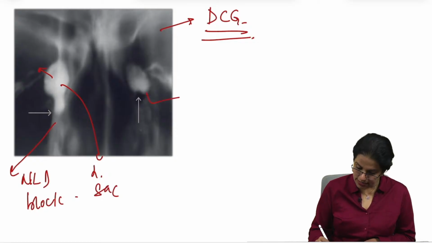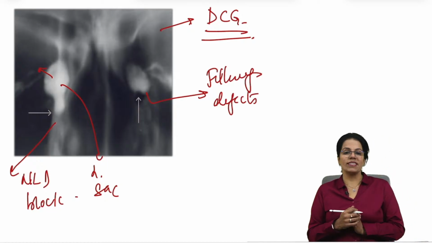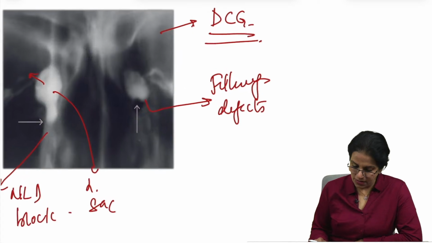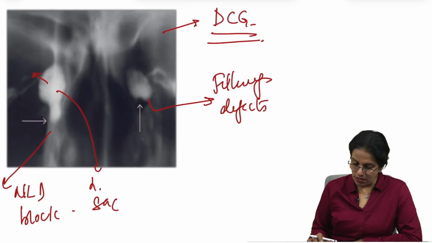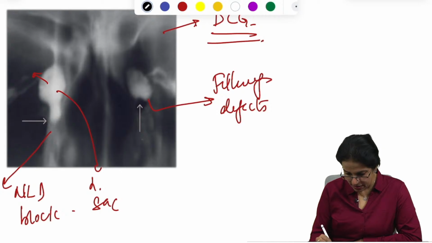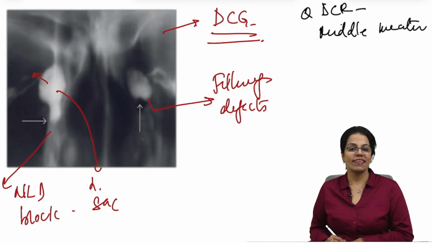And what you see here is a filling defect, mostly due to stone. So this is your dacryocystography, right? Okay. So all of you, where do we make the opening in DCR? Few questions here. You will say middle meatus. If we do a DCR, we make an opening in the middle meatus, right?